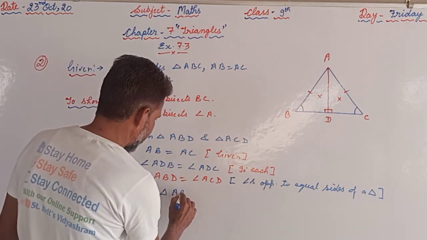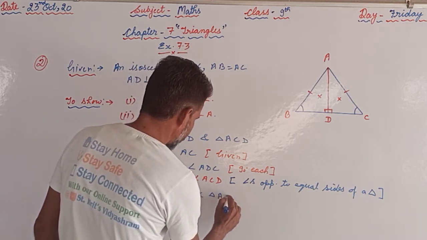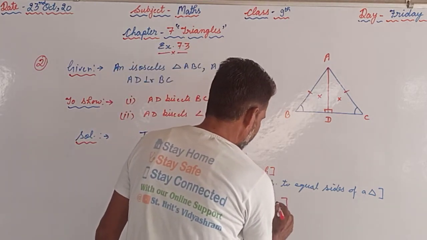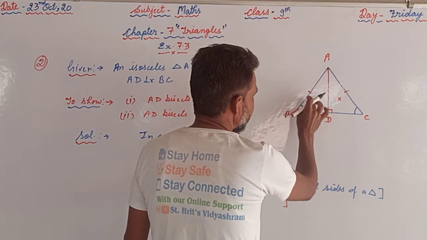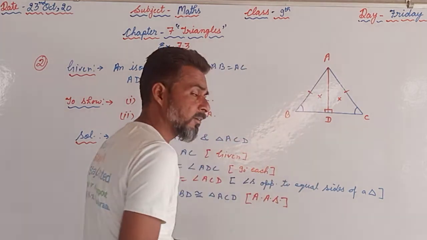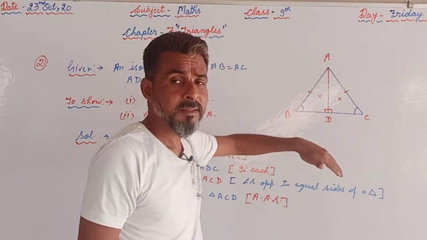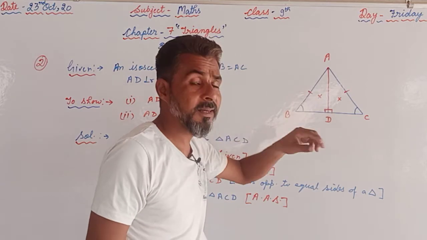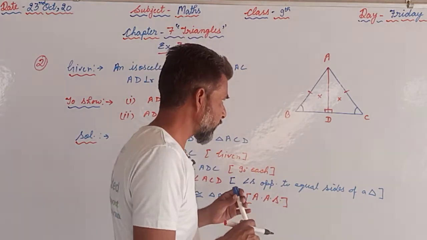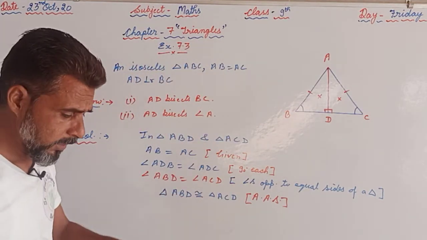Now triangle ABD is congruent to triangle ACD, and we have to write down the criteria now, that is angle side. Again I want to repeat, we can take AD equal to AD common, but the criteria would be side angle, and that is not the criteria for congruence. So that's why we will use angle side. Now the triangles are congruent.